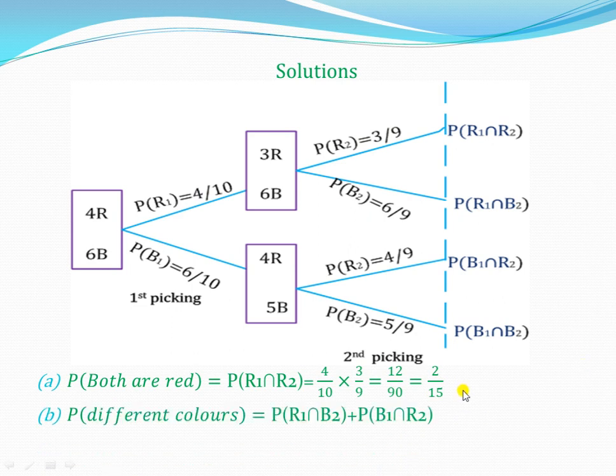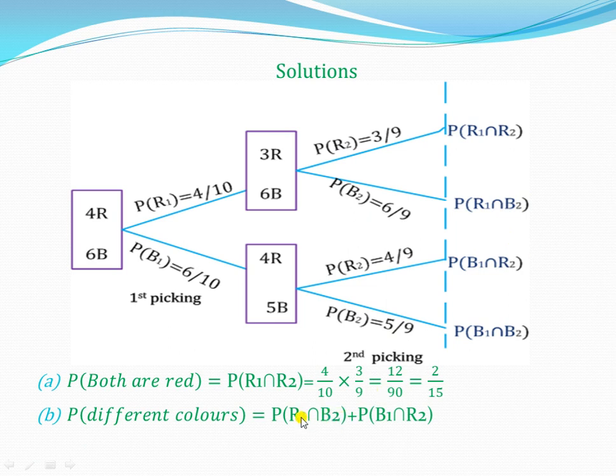Let's look at part B. Probability that they are different colors. Different colors means if you have red, then you should have it with black. For example, this is okay. We can also have black and red. So it means we're going to take the two options.